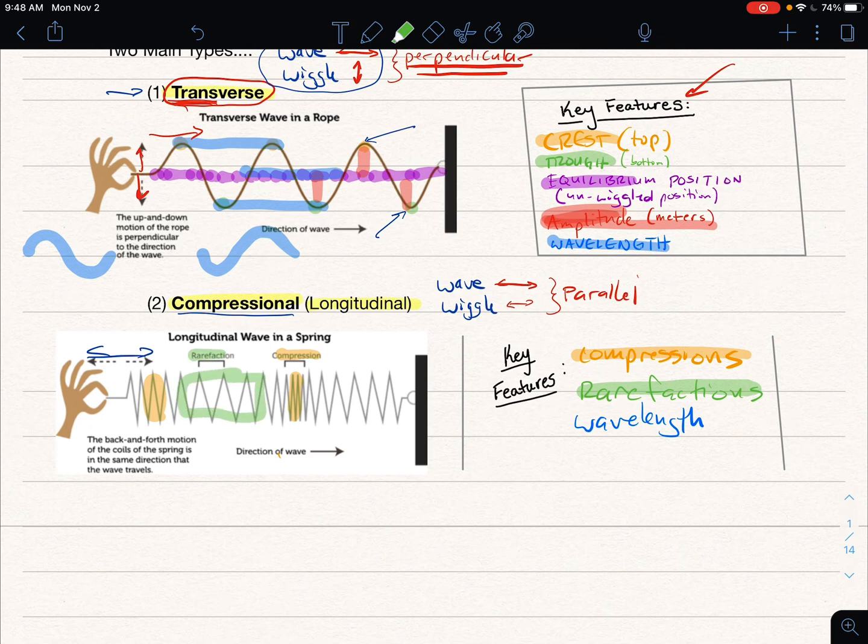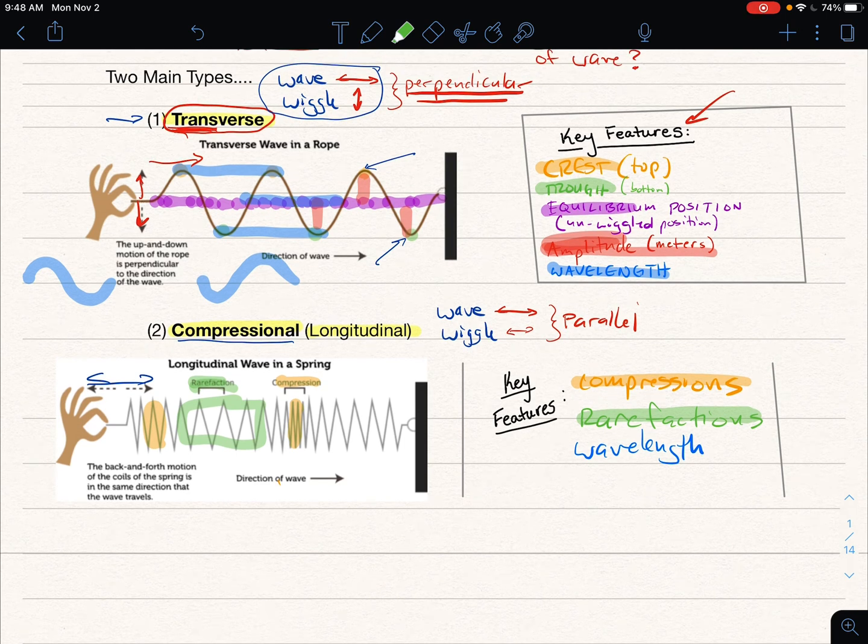So I kind of think of rarefactions corresponding with the empty spots, compressions corresponding with the really, really dense spots. If we were going to talk about the size of this wave, the wavelength, you would just measure from one compression to the next one. That's one full wave right there. Just like up here, we would measure from one trough to the other and call that a full wave.